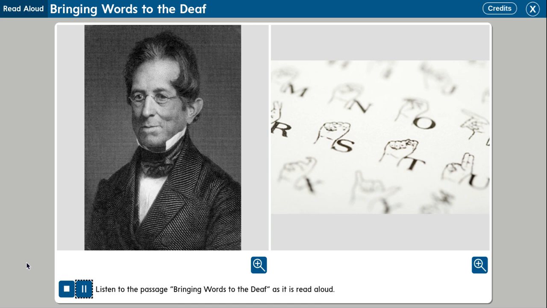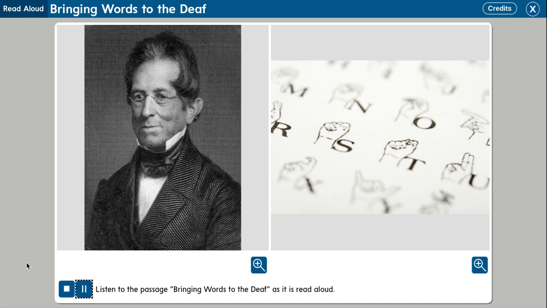When Gallaudet visited Clair's school in Paris, he was impressed by what he saw there. A friendship formed between Gallaudet and the deaf teacher. A friendship and partnership. Gallaudet suggested that Clair travel with him back to America and bring his knowledge and experience to a school that they would build together.